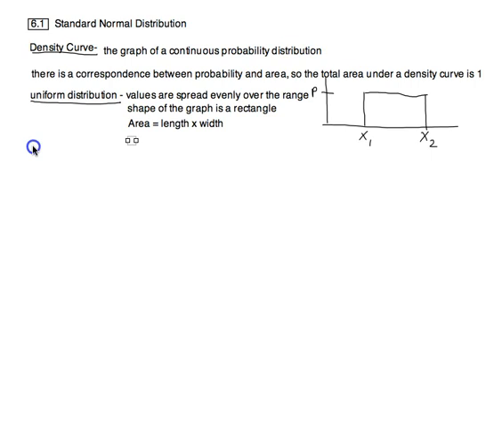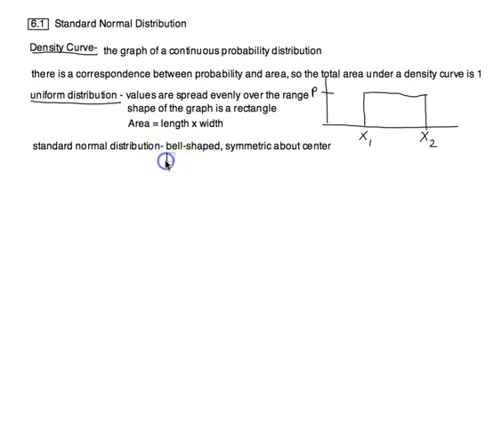Then we have the standard normal distribution, where we have the bell shape that is symmetric about the center. So just like we talked about normal distributions before, not only does it go from low to high back to low, but it should be symmetric around the center.